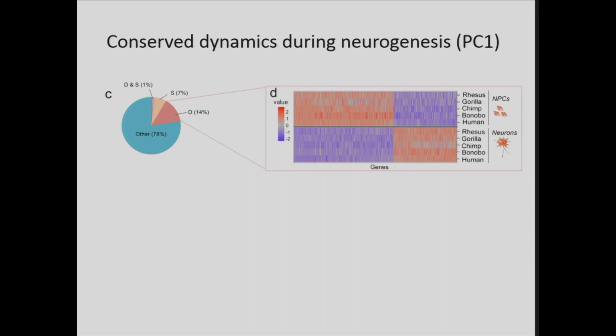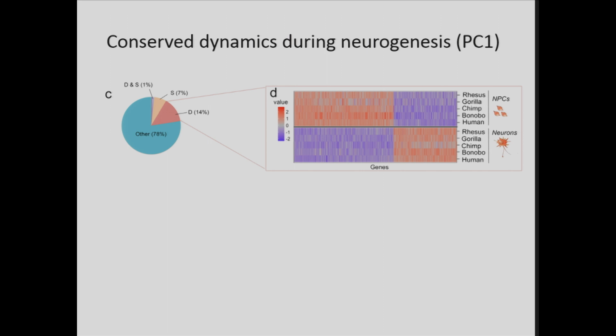And these are the genes marked D for differentiation. And on the right is a heat map of all of these genes. So each column is a gene. Each row is a species. The top rows are neural progenitor cells, and the bottom rows are neurons. In red is higher expression, and blue is lower expression.